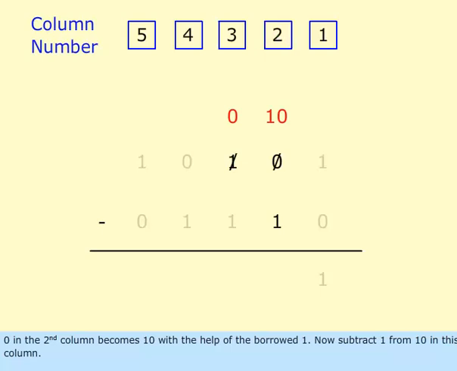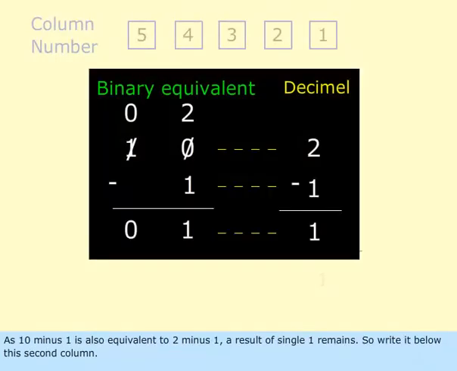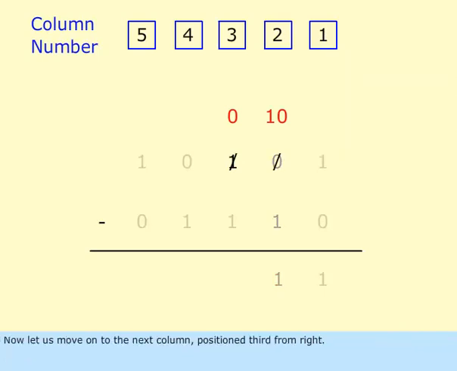Now, subtract 1 from 10 in this column. As 10 minus 1 is also equivalent to 2 minus 1, a result of single 1 remains. So, write it below this second column. Now, let us move on to the next column, positioned third from right.